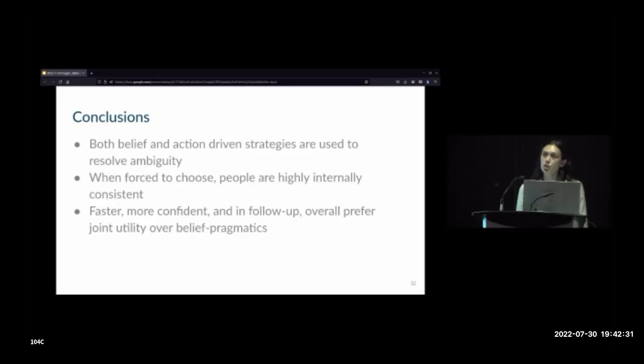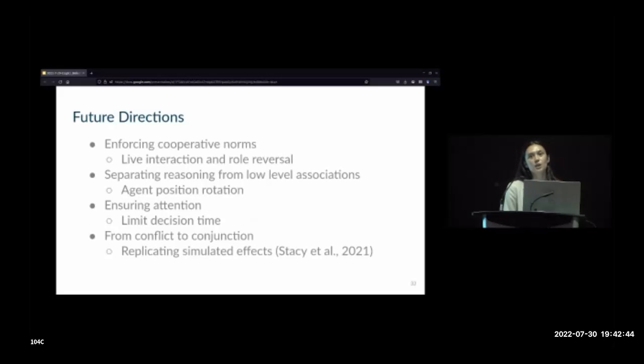And when forced to choose, people are pretty highly internally consistent about their choices, but they're faster, more confident, and in our follow-up, they prefer joint utility over belief pragmatics. So I think this opens a space for a lot of really interesting future directions. And I'm not going to talk about all of them here, but I'm happy to discuss more offline, and we're currently collecting data on some of them. But I just want to highlight the last one here.